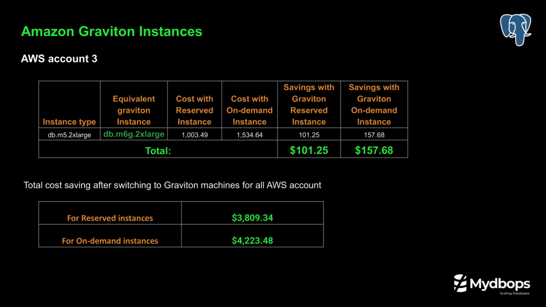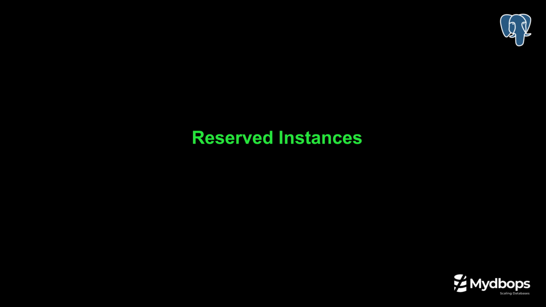Apart from the cost saving, Graviton instances are also energy efficient, reducing energy cost and supporting sustainability goals. Graviton instances also provide more cores and higher memory bandwidth, which is ideal for scaling applications efficiently.